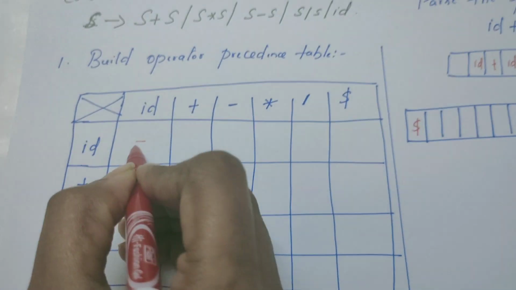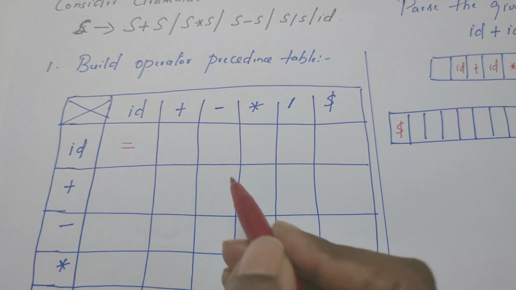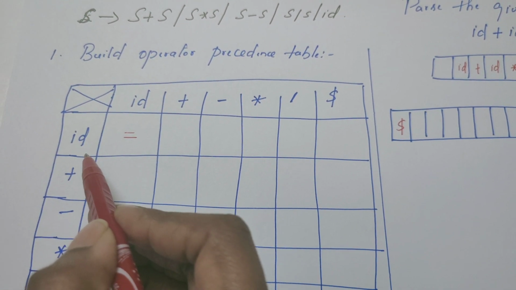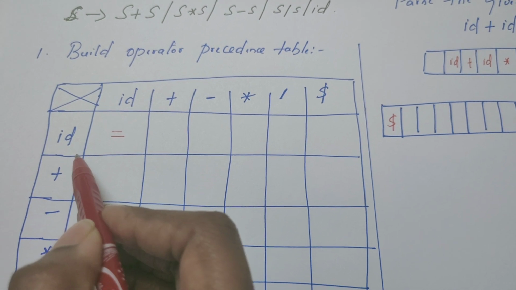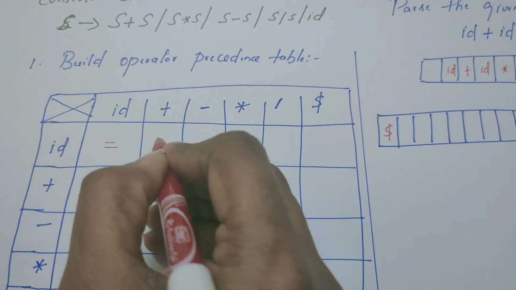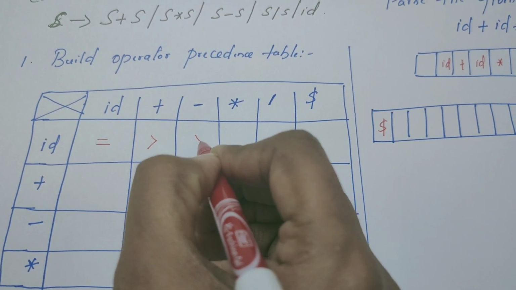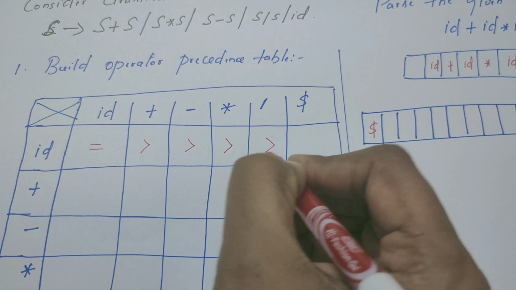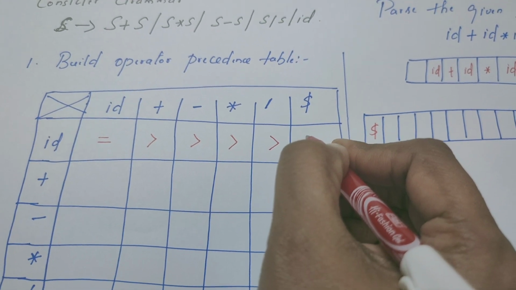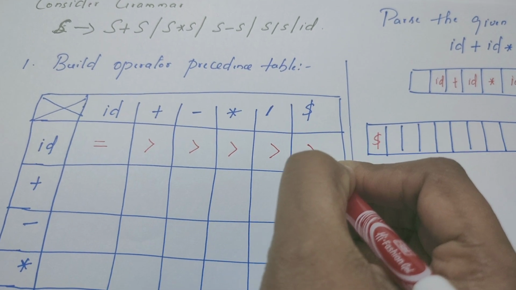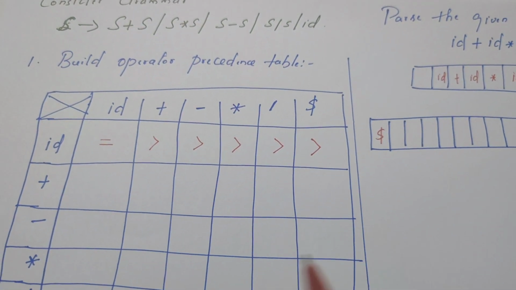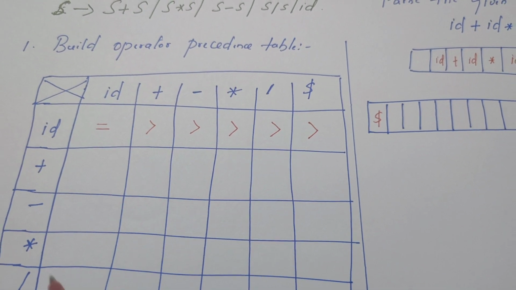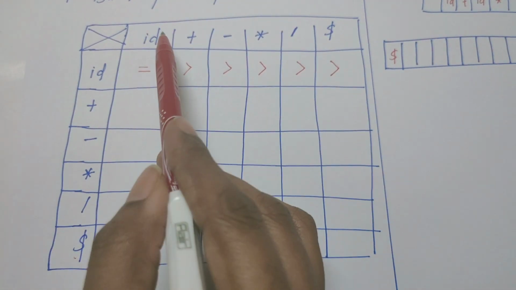ID is equal to ID, right? And already I said that ID is an identifier which has the highest precedence of all the operators. So ID is greater than plus, ID is greater than minus, ID is greater than star, ID is greater than slash. ID has greater precedence than dollar also. Okay, now let us consider this column. Now every symbol is being compared with ID, right?